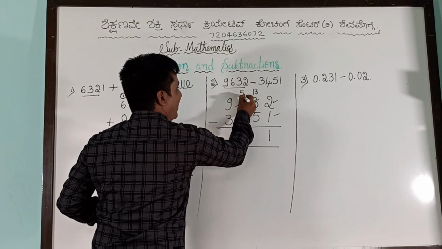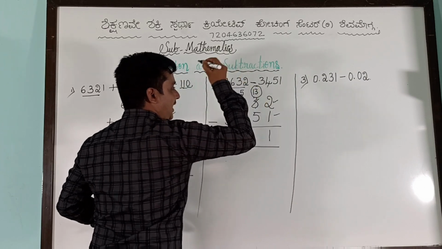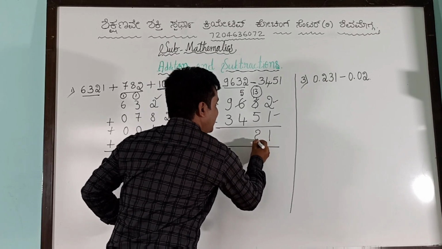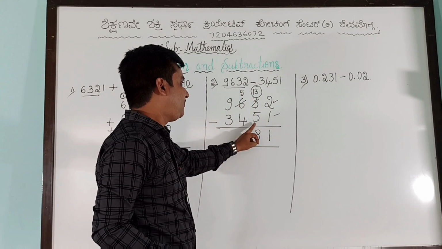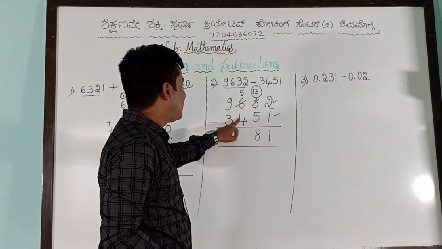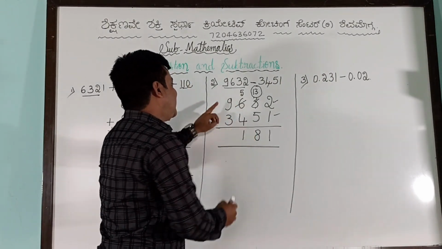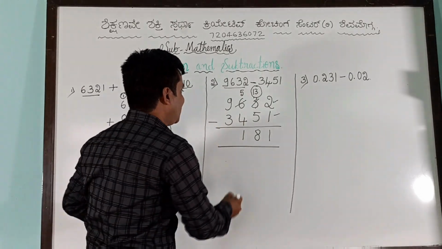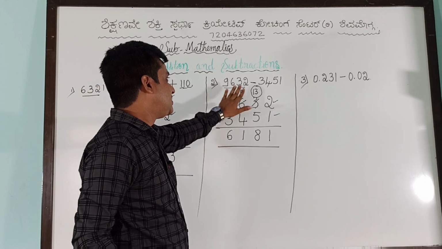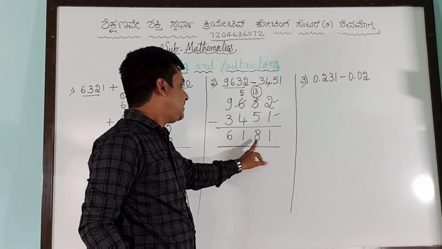Here 5 is left. 13 minus 5 is equal to how much? 8. 13 minus 5 is equal to 8. And next, 5 is there. 5 minus 4 is equal to how much? 1. Next, 9 minus 3 is equal to how much? 6. So we got the difference between these two numbers: 6181.